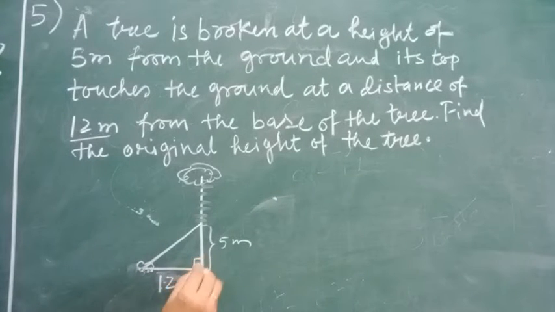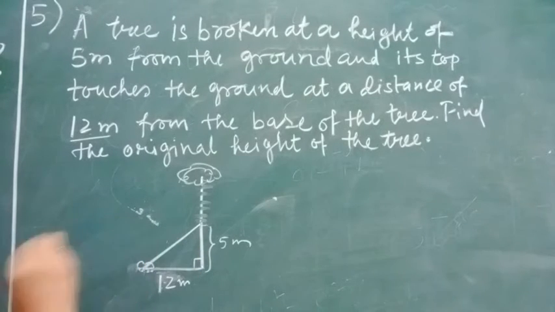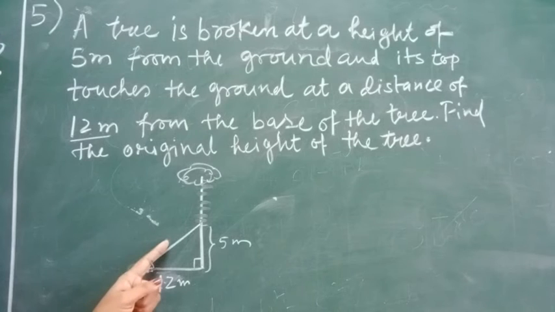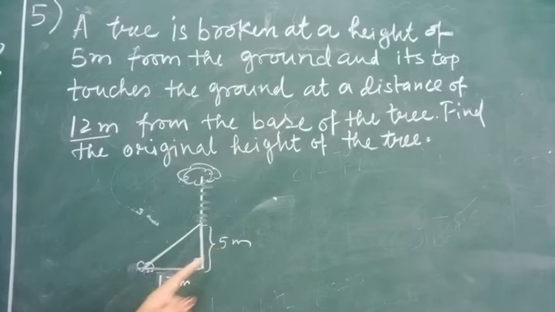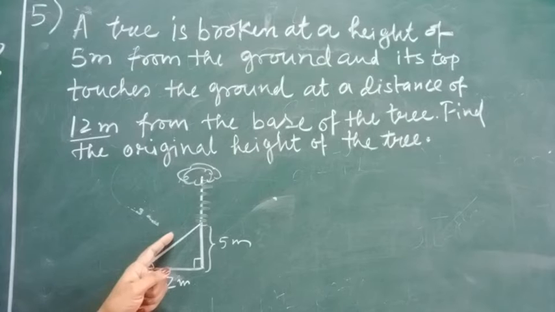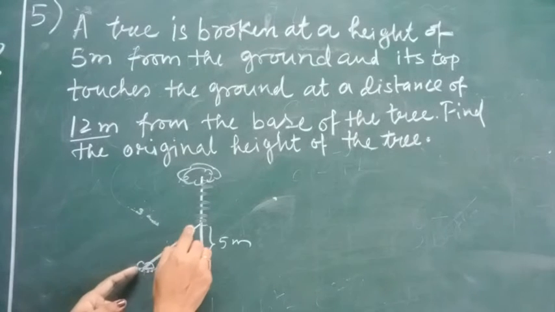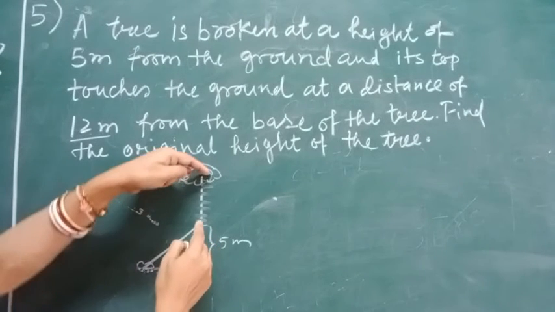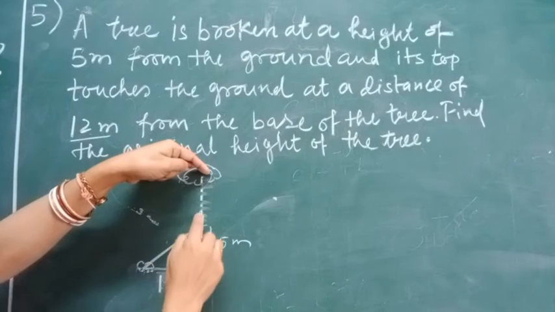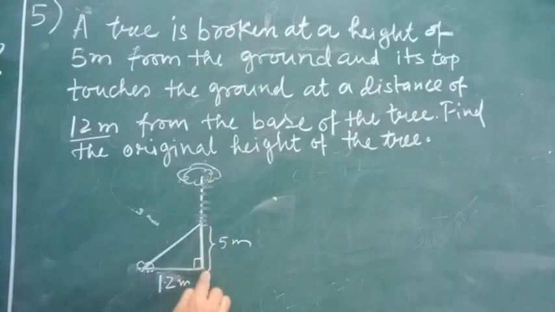That means you know that the tree and the ground will make a 90-degree angle. So this side will be the hypotenuse. If we find out this length with the help of these two sides, then it will be the broken part. If we add this side plus this side, it will be the original height of the tree.